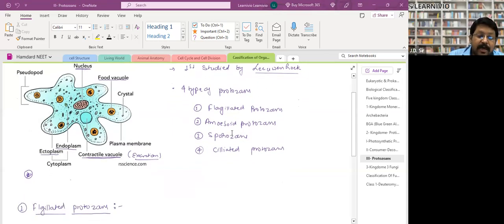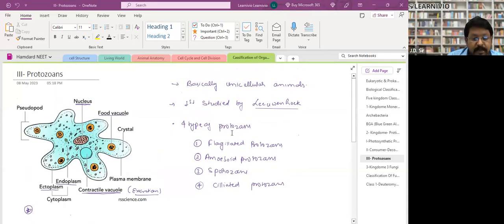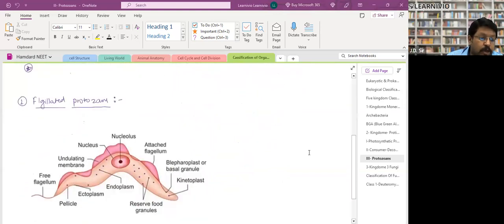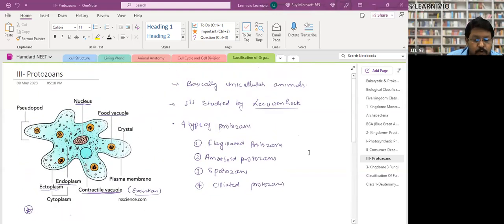Then there are four kinds of protozoa. Again, we are dividing the protozoa into four types. Flagellated protozoa, those which have flagella; amoeboid protozoa, which look like amoeba, they do not have flagella; sporozoans, they look like spores; ciliated, they have cilia for their locomotion. So let's start with the flagellated protozoa. Clear?